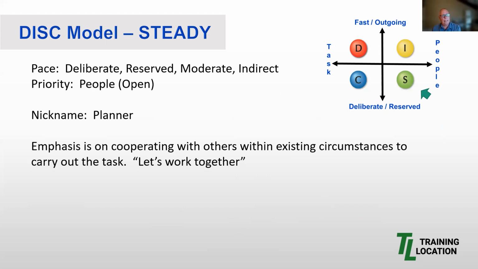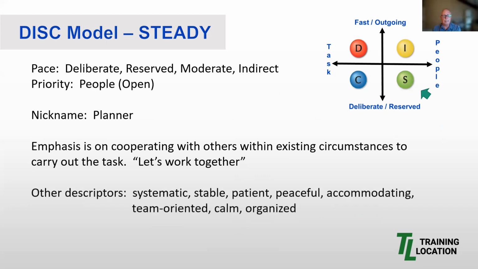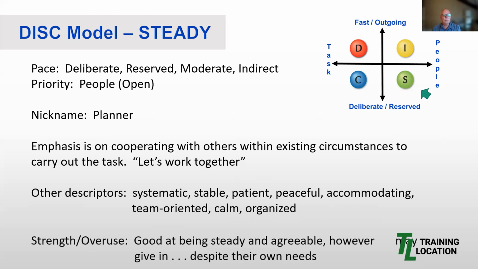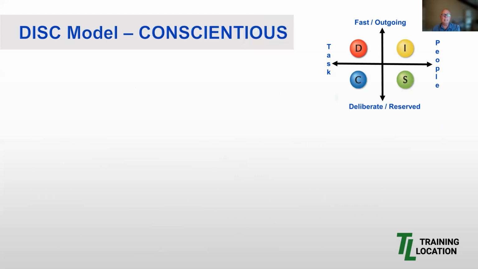Other descriptors for an S might include systematic, stable, patient, peaceful, accommodating, team-oriented, calm, and organized. Their strength and overuse might look like they're good at being steady and agreeable. However, they may give in despite their own needs. And last is the C, or conscientious.